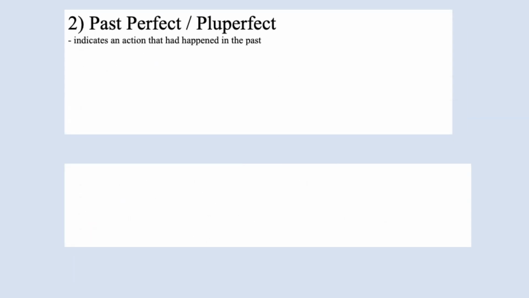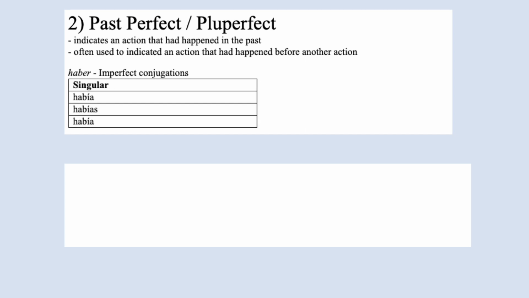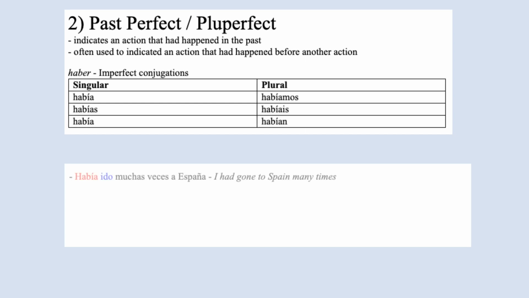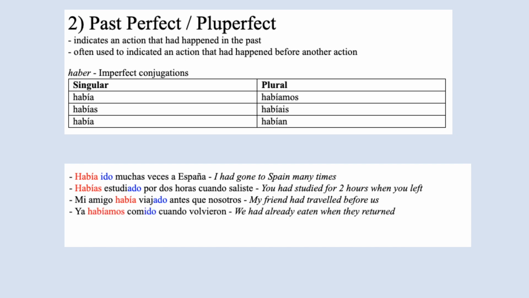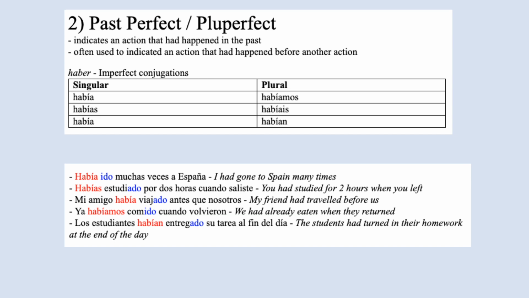The past perfect or pluperfect indicates an action had happened in the past, and is often used to indicate an action that had happened before another action. Había ido muchas veces a España. Habías estudiado por 2 horas cuando saliste. Mi amigo había viajado antes que nosotros. Ya habíamos comido cuando volvieron. Los estudiantes habían entregado su tarea al fin del día.